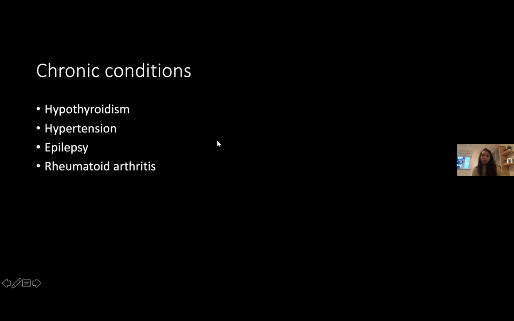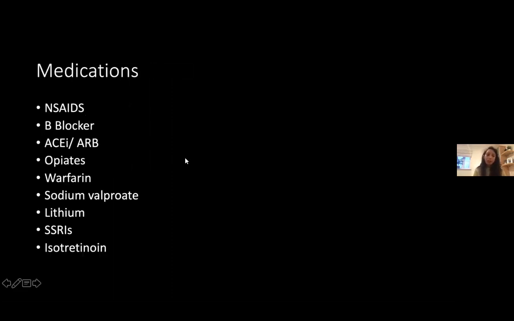And so there are some chronic conditions in the mother that you need to be aware of: hypothyroidism, hypertension, epilepsy, and rheumatoid arthritis. If the mother has any of these conditions, then the baby just needs to be monitored a bit more closely to make sure that everything's okay. So these are the different medications. Do you guys know what the harm is if the mother takes some NSAIDs?